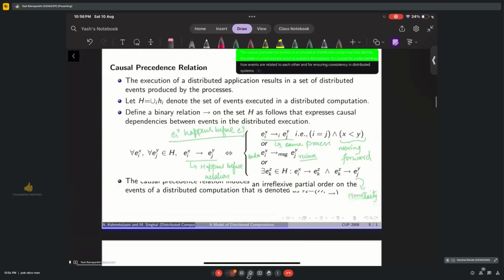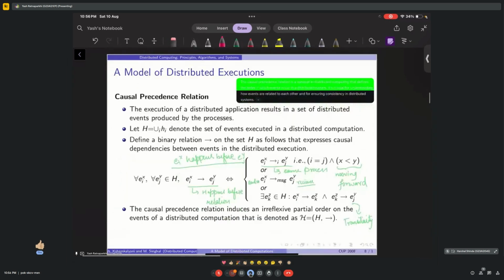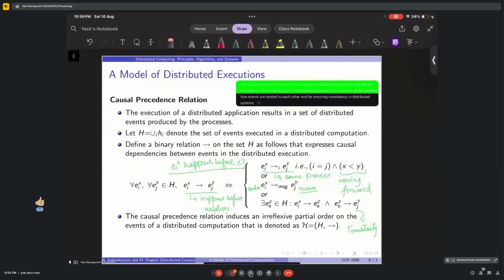Cool. Now coming to the next thing, the causal precedence relation. Now all the things which have causal in them are clear to you, because we have understood the concept of causal dependencies and causal relationship. Both are the same in itself. So what is it trying to say here? The execution of a distributed application results in a set of distributed events produced by the processes. The whole execution is a set of distributed events that are happening in the processes. Different events accumulate together to complete a process, right?